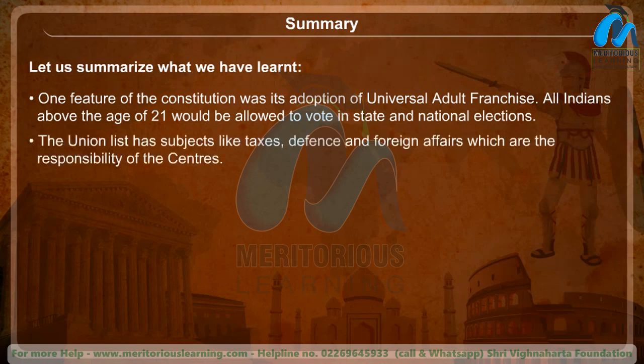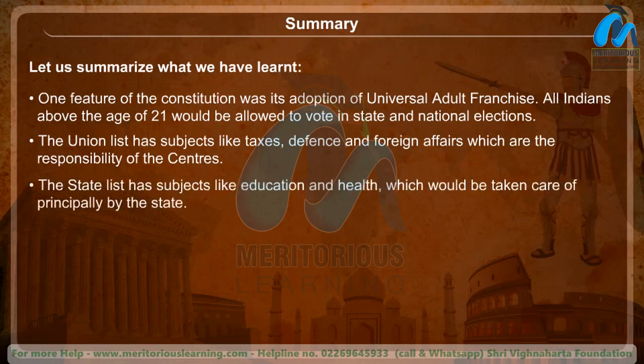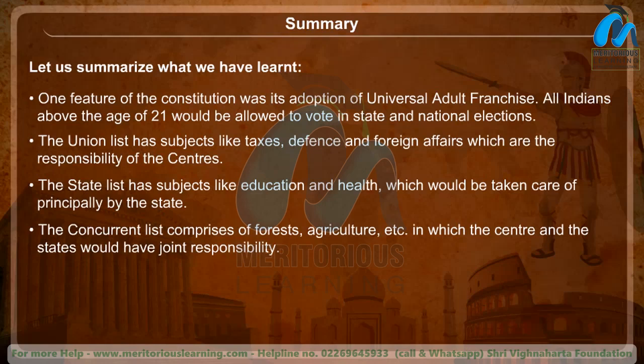The Union list has subjects like taxes, defence and foreign affairs, which are the responsibility of the centre. The state list has subjects like education and health, which would be taken care of principally by the state. The concurrent list comprises forests, agriculture, etc., in which the centre and the states would have joint responsibility.